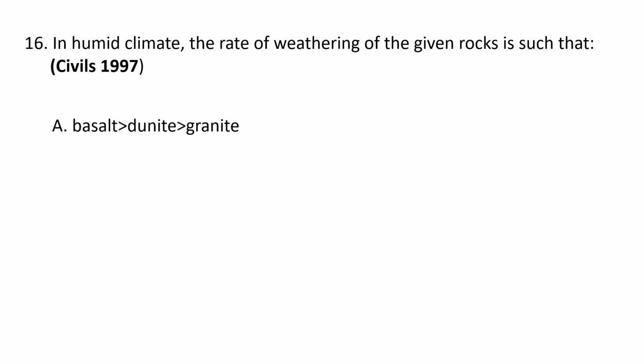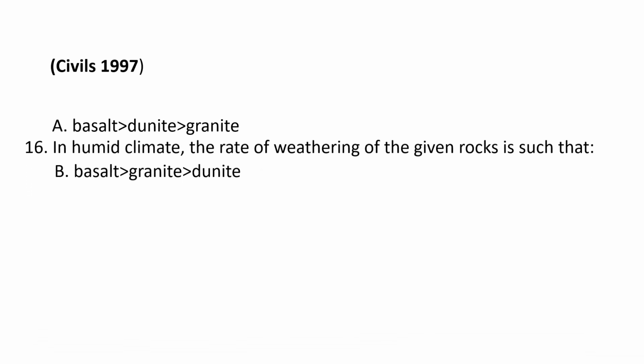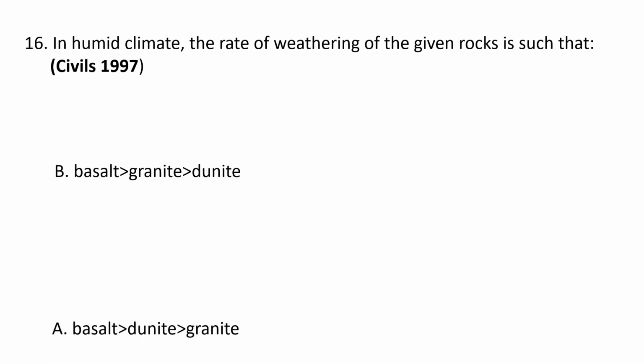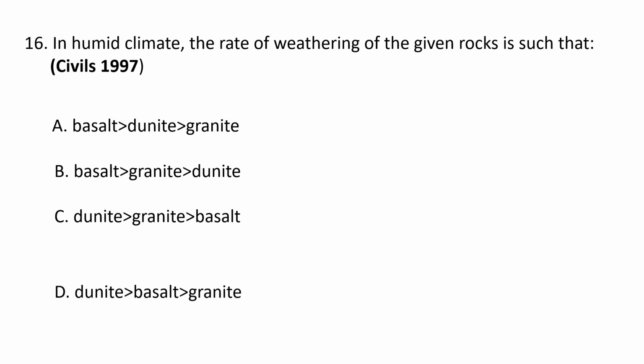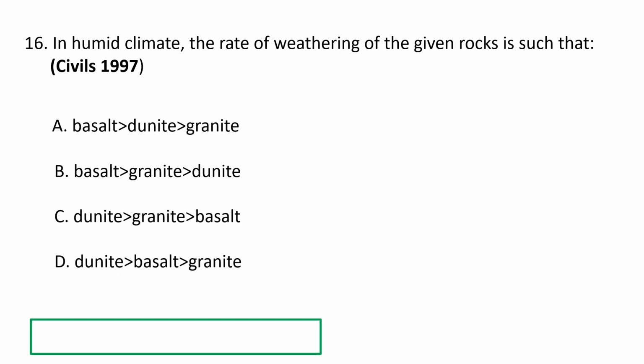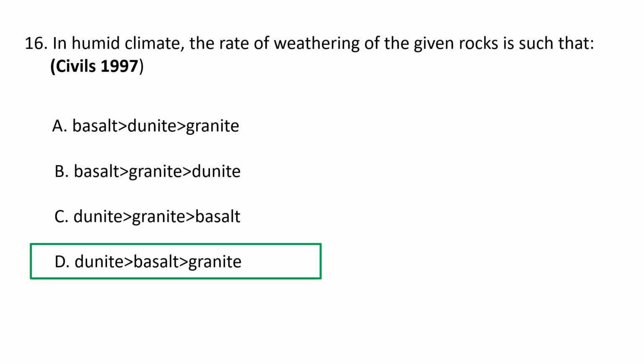Next question. In humid climate, the rate of weathering of the given rocks is such that A. Basalt is greater than dunite and dunite is greater than granite. This is the rate of weathering. And B. Basalt is greater than granite and granite is greater than dunite. And C. Dunite is greater than granite and granite is greater than basalt. And D. Dunite is greater than basalt and basalt is greater than granite. So correct answer is D. That means the rate of weathering for dunite is more, and then for basalt, and then it decreases in the case of granite.